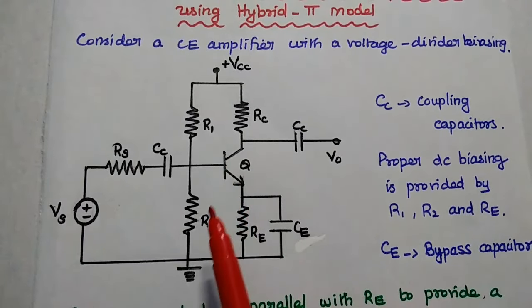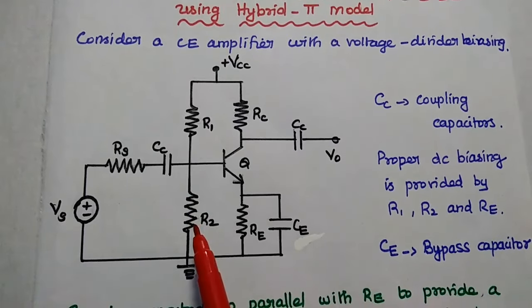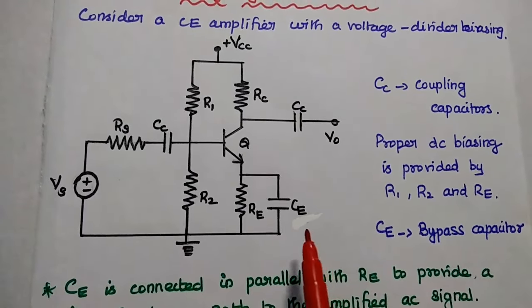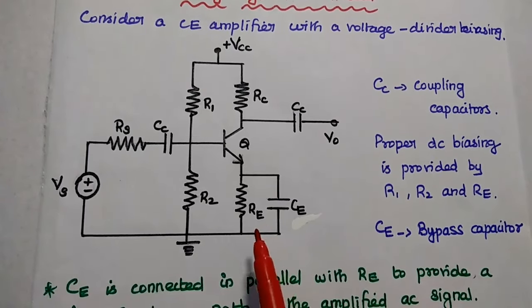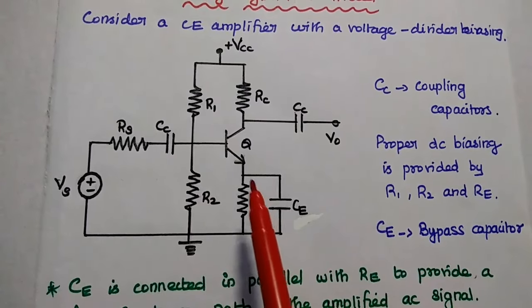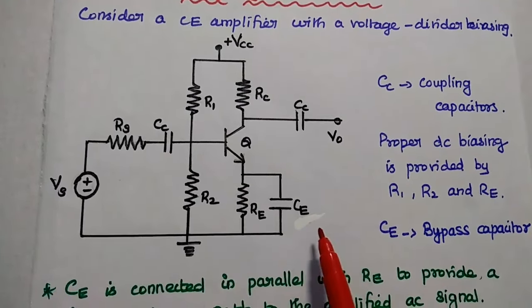Here this R1 and R2 form the voltage divider circuit at the input side. The next one is bypass capacitor. So this capacitor is connected in parallel with this emitter resistor to provide the low reactance path to this amplifier circuit. So why do we need this bypass capacitor here?